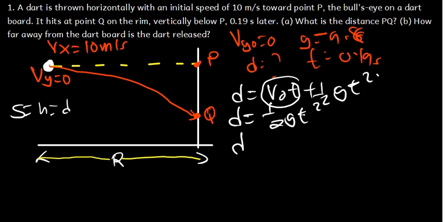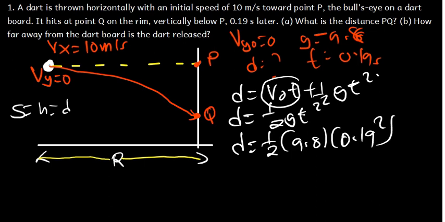So our D is going to be half, our g is 9.8, our t is 0.19, squared. Now getting my calculator, I calculate 0.19 squared times 9.8. Then I divide it by 2, which is the same as just saying times 0.5.